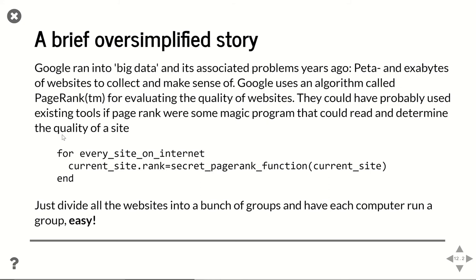This isn't very difficult. The first iterations of PageRank functions worked more like this, where it was very simple to scale up to thousands and thousands of websites because you could just divide your list of websites into groups and run this PageRank function on each one of the groups.